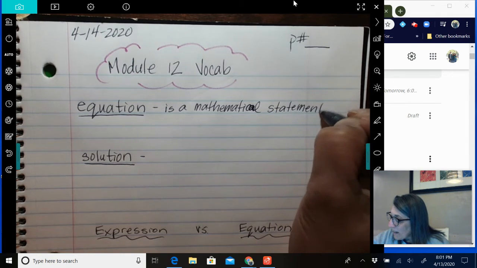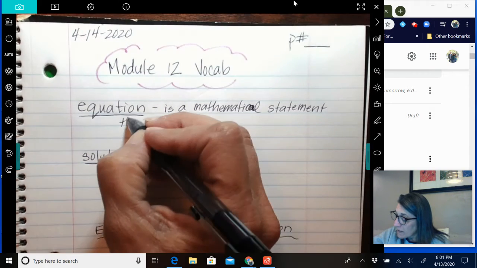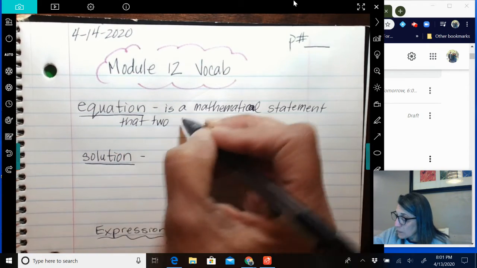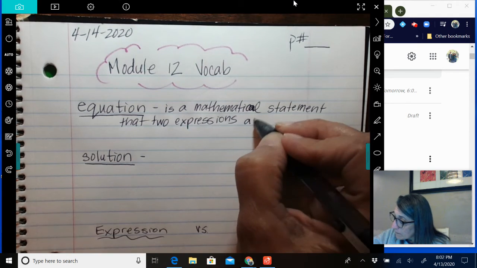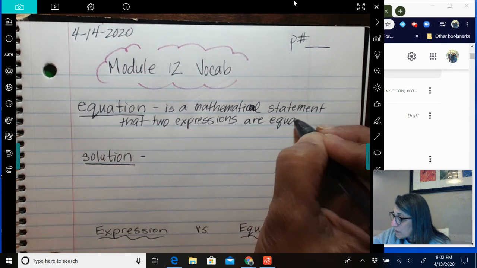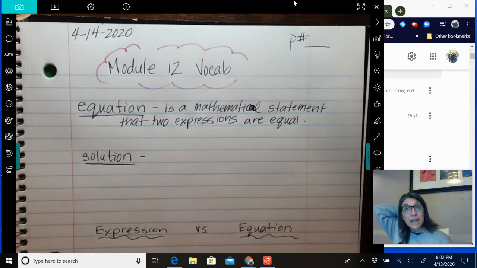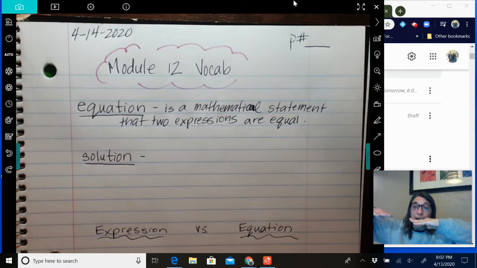Statement. Okay, a mathematical statement that 2 expressions are equal. So we've been talking about expressions not having an equal sign, but if there is an equal sign, then we're saying the expression on this side of the equal sign is equal to the expression on the other side of the equal sign. Remember the balance that we had in class before the break, where we had to make sure both sides were balanced. Whatever's on this side is one expression, whatever is on the other side is the other expression, and we're saying they're equal, then it becomes an equation.